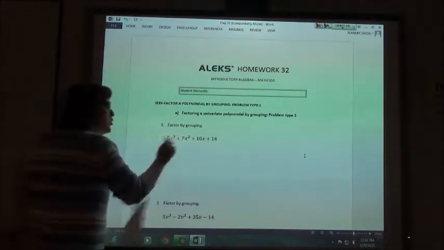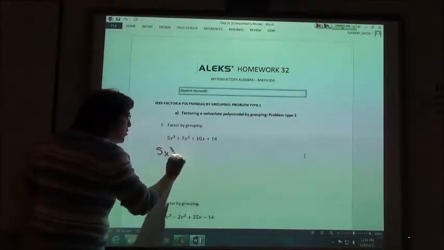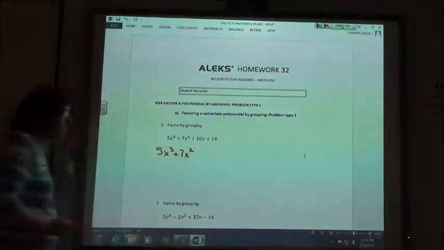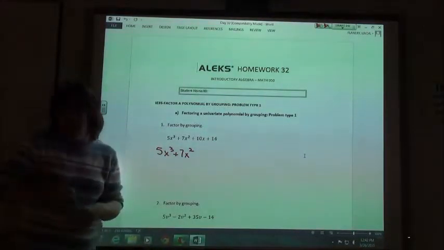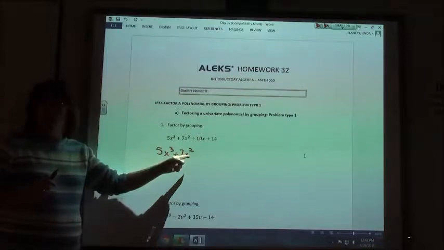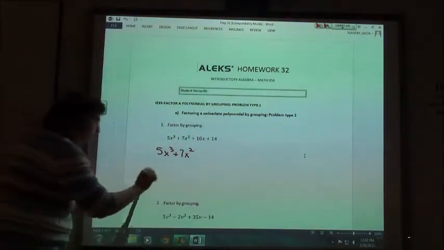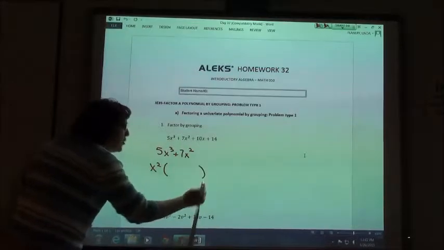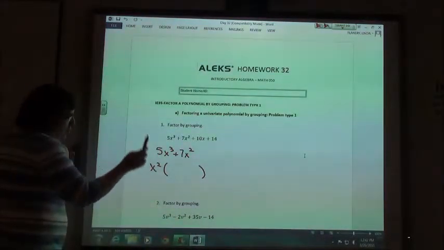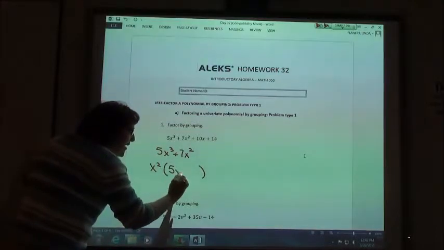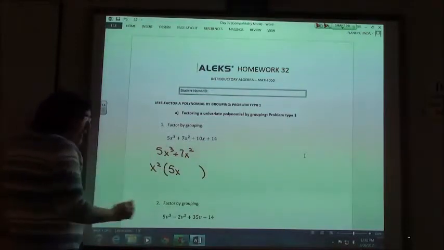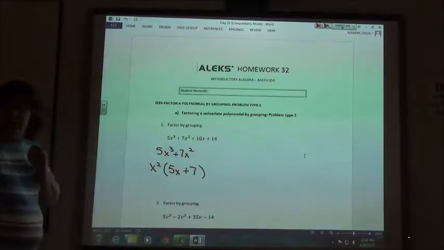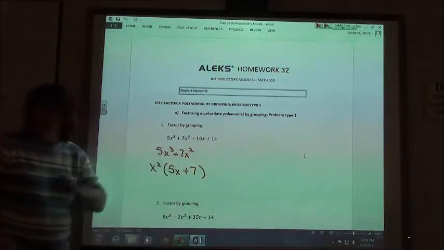I'm going to group the first two together. So I have a 5x to the third plus a 7x squared. Just looking at those two terms, I want to take out my greatest common factor. Well, 5 and 7 have a common factor of 1, but I have an x to the third and an x squared, so I take out the lower exponent, the x squared. So x squared's my greatest common factor, and I divide that out. 5x to the third, if I take out x squared, I just get a 5x, because I subtract the exponents. 7x squared, if I take out the x squared, I'm just going to have my 7 left, right? 2 minus 2 is no x's left over.